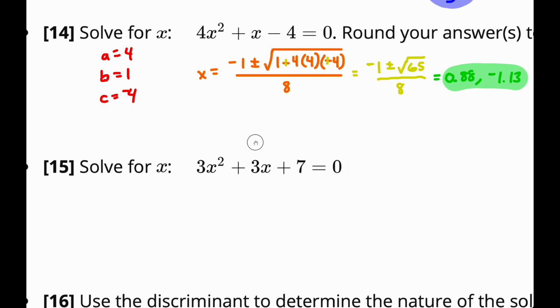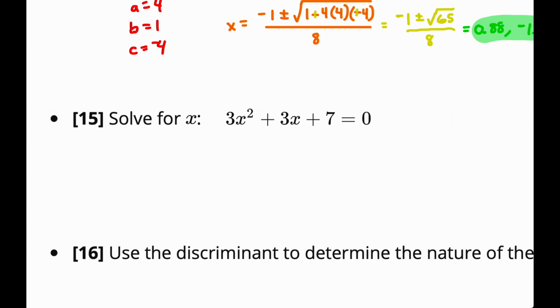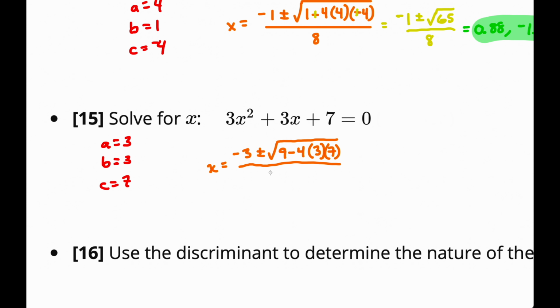Okay, onward we go. It says solve for x here. And then we end up having a is equal to 3, b is also equal to 3, and c is equal to 7. Okay, using quadratic formula, we're going to have x is equal to negative b, so negative 3 plus or minus the square root of b squared, which is 9, minus 4 times 3 times 7. Okay, so we're going to have a negative number in the square root here, so this answer is definitely going to have a complex solution. We're divided by 2a, so that's going to be a 6 there.